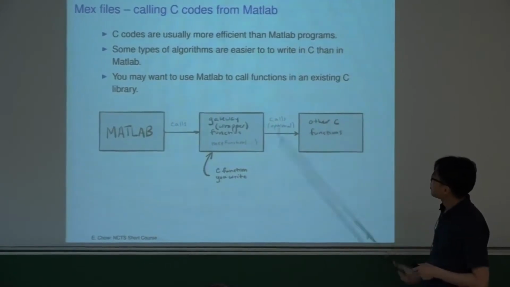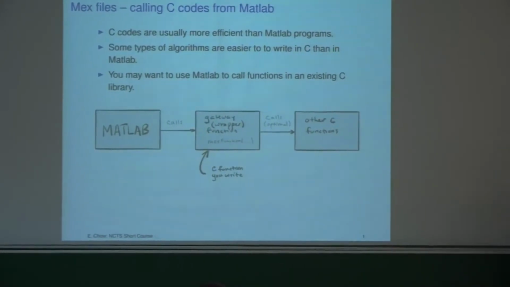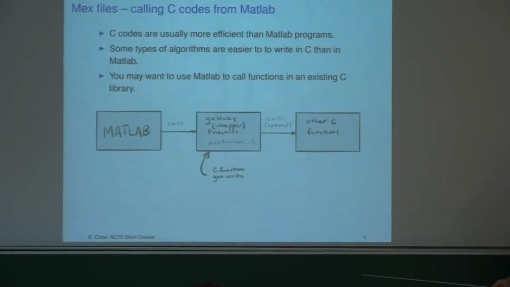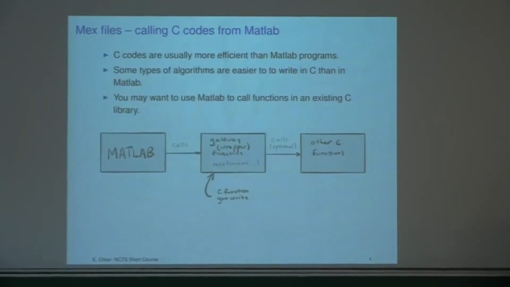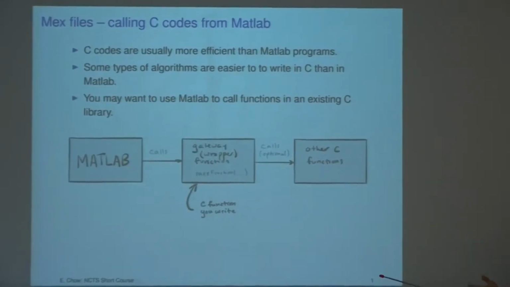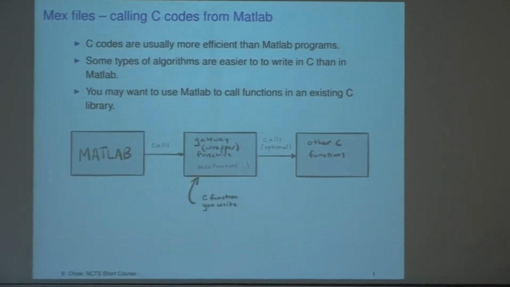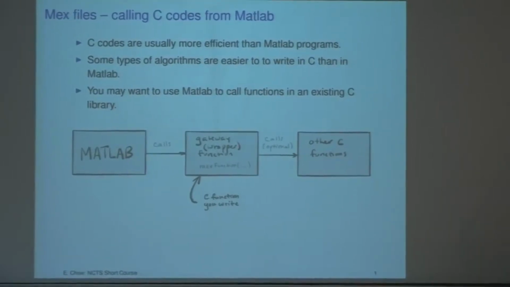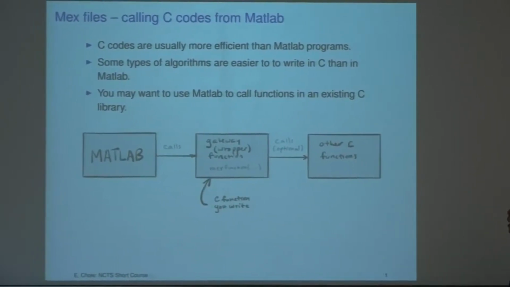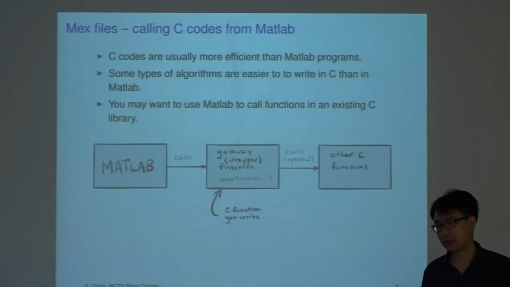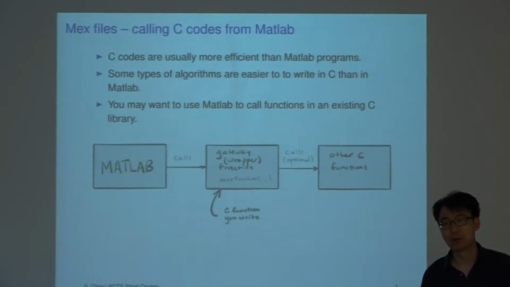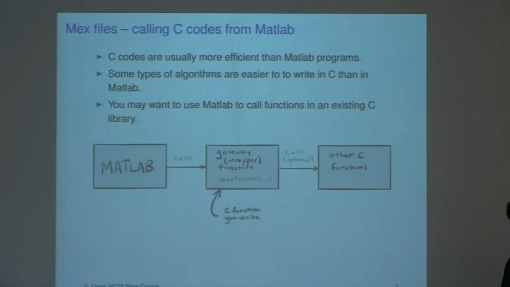Some types of algorithms are easier to write in C than in MATLAB. So instead of writing a MATLAB program, you might want to write a C program. An example could be any program that involves linked lists or pointers or things like that, dealing with elements of a sparse matrix even. And you may also want to use MATLAB to call functions in an existing C library. So someone gives you a C program library and you want to use it from MATLAB, you can link to that library from MATLAB. Okay?